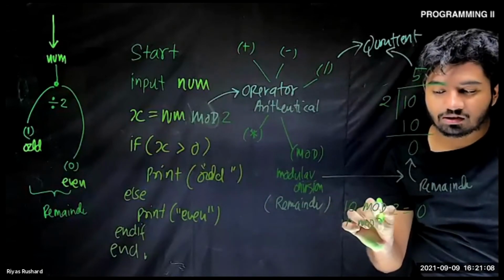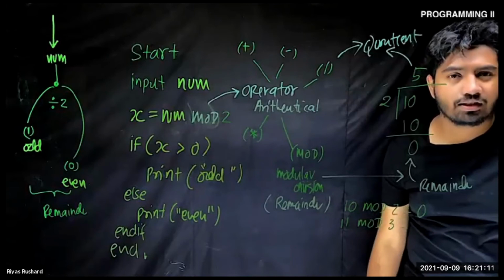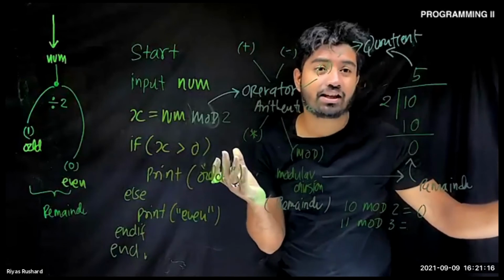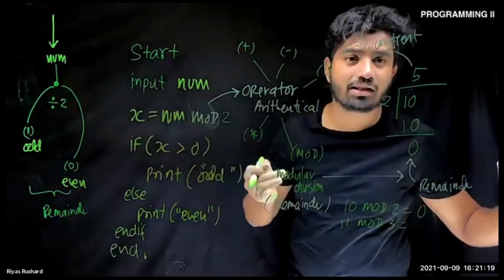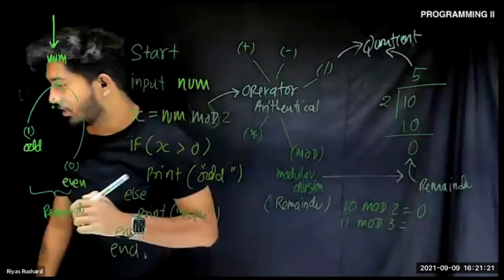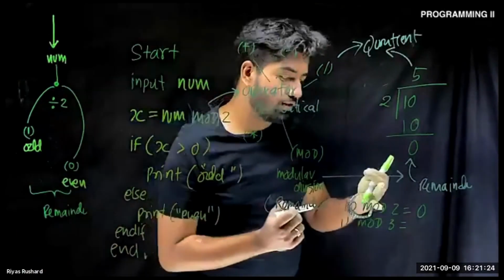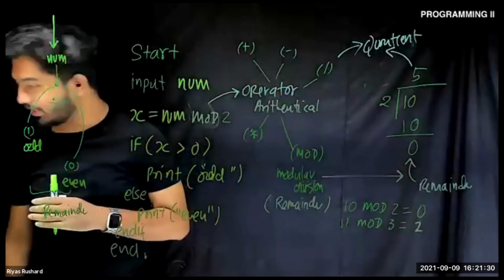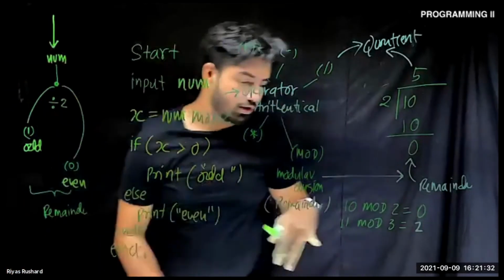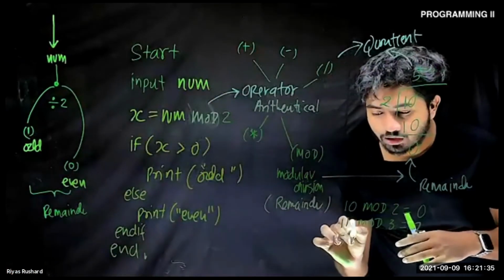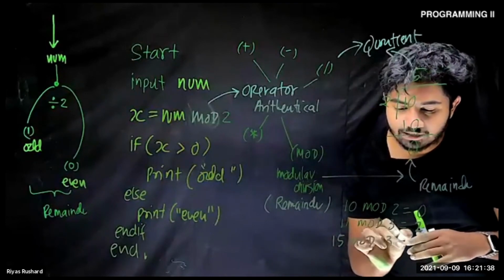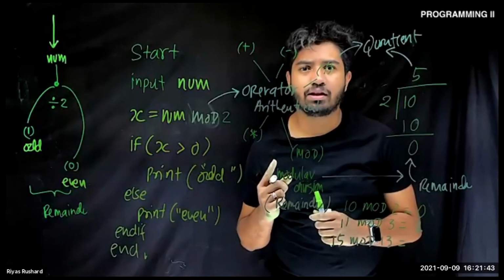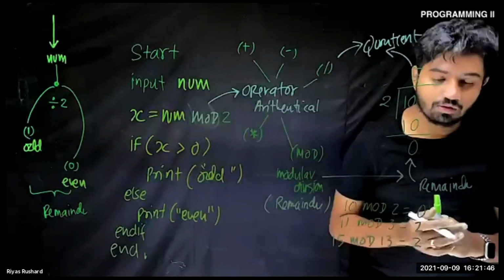11 mod 3 gives you what? 11 mod 3, 11 divided by 3. How many 3s are in 11? 3, 6, 9. The remainder is 2, since 10, 11. Remainder 2. Did you get it? Okay. Then 15 mod 13. How many 13s are in 15? 1. So the remainder is 2. Did you get it?